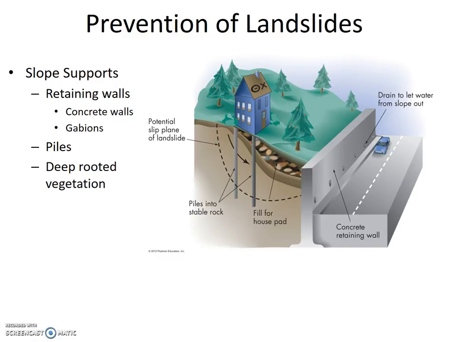Slope supports can also help prevent a landslide. These supports include retaining walls constructed from concrete walls and/or gabions, piles, and deep-rooted vegetation. The cartoon to the right has a concrete retaining wall. Please notice the oh so super duper important drains. The water must have a way out of the soil, or else. What do you think the consequences are of water piling up behind a retaining wall?